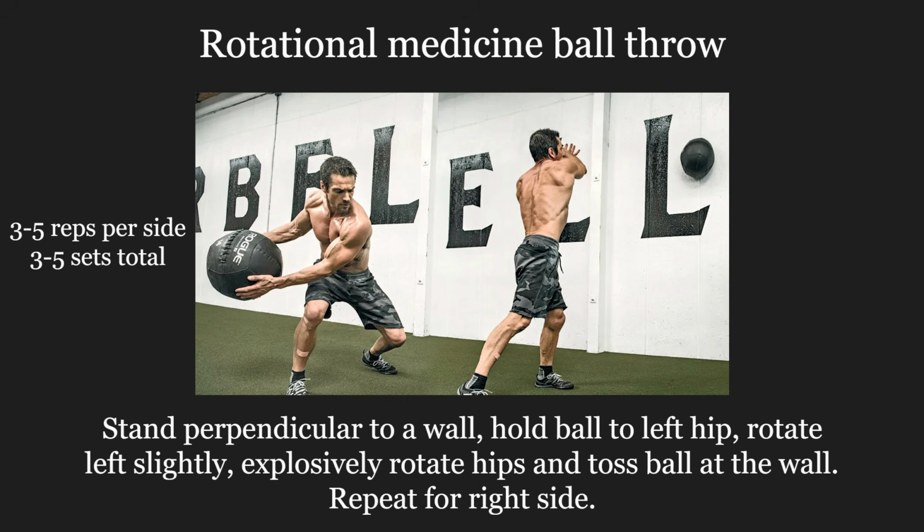And lastly, we have a rotational medicine ball throw. So you stand perpendicular to the wall, which you're going to throw the ball at, and then you hold the ball in front of you, like on your left hip, for example. Rotate your hips leftways, slightly away from the wall, and then quickly reverse that movement to rotate to the right explosively and toss the medicine ball at the wall. And do this for 3 to 5 reps on each side and 3 to 5 sets in total.